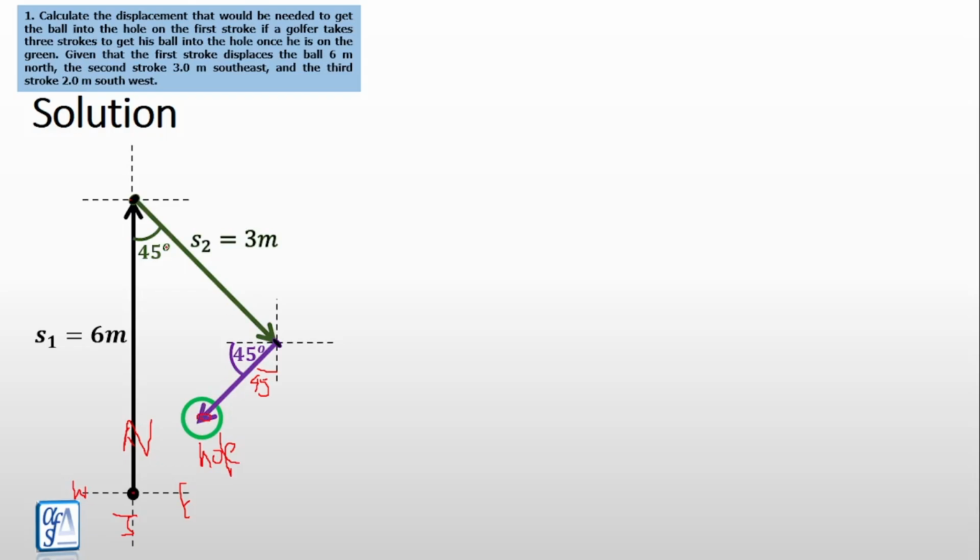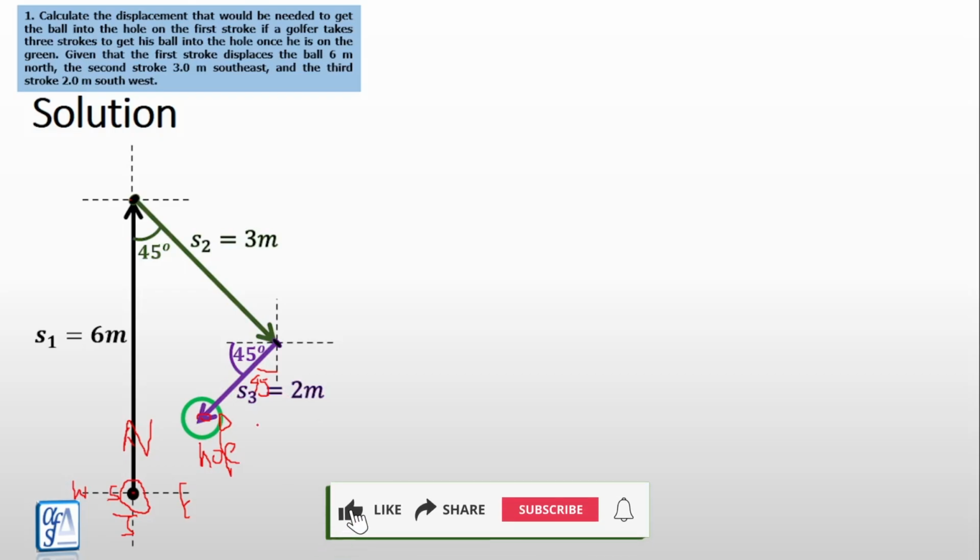Now, the question is, what is the displacement that will be needed to get the ball into the hole on the first stroke? That is, if you have to play the ball from here to here, what will be the displacement? Because displacement is the shortest distance between 2 points. Here is the starting point S, and here is the destination D. This is 2 meters southwest.